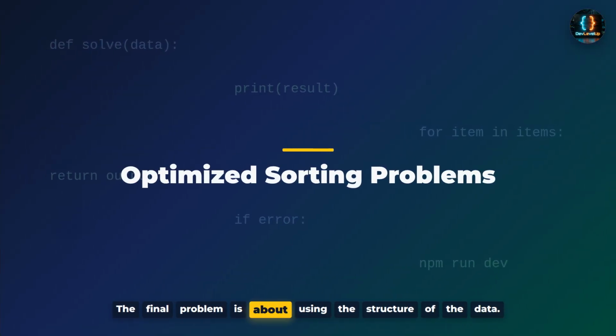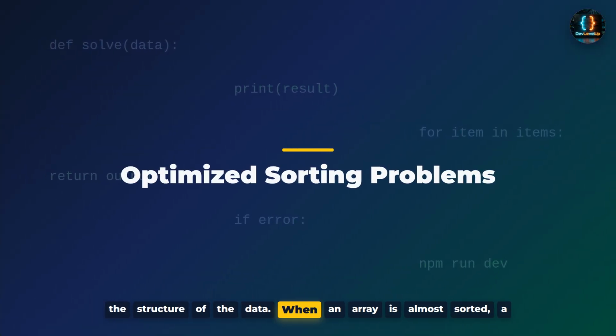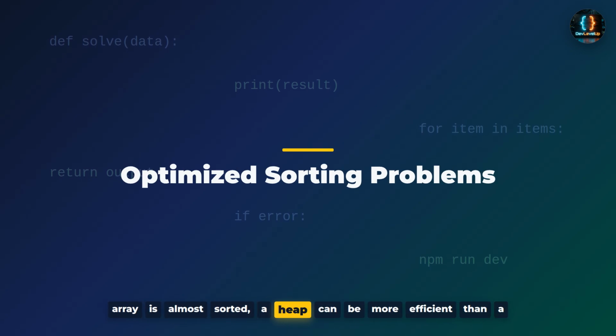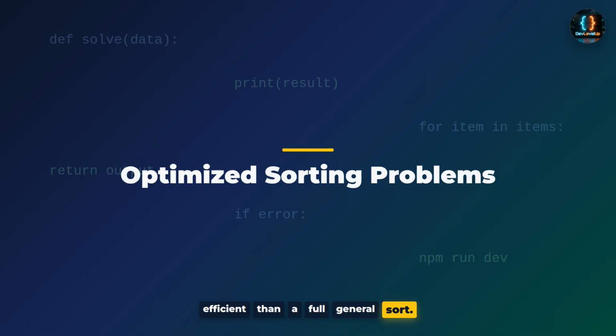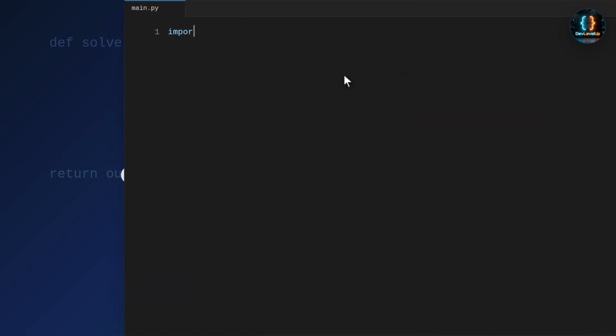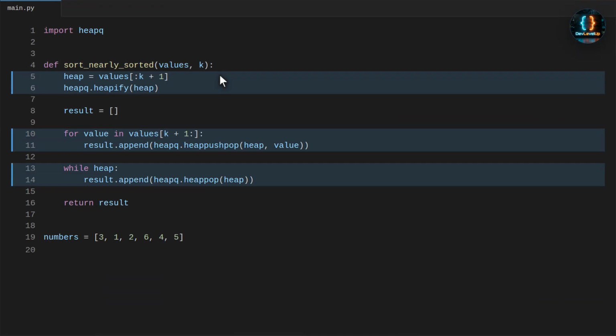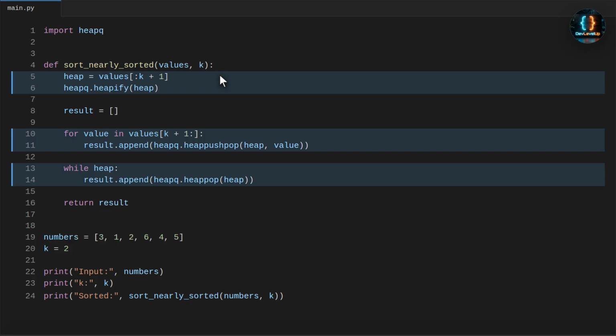The final problem is about using the structure of the data. When an array is almost sorted, a heap can be more efficient than a full general sort. Sometimes event data arrives almost in order, but a few items are slightly late. Since every value is at most k positions away from its final place, I will keep only k+1 candidates in a min heap. Now we run the code and confirm the result becomes fully sorted.